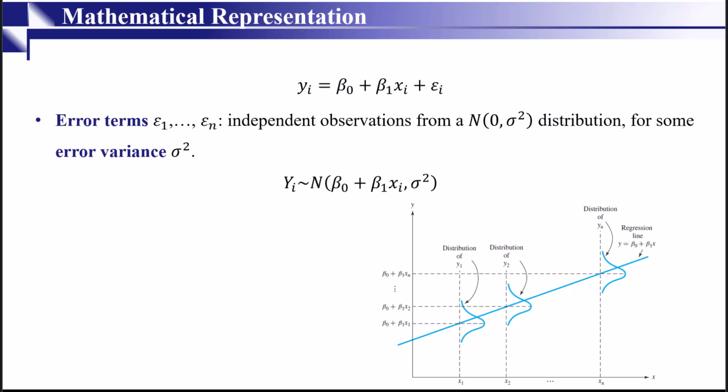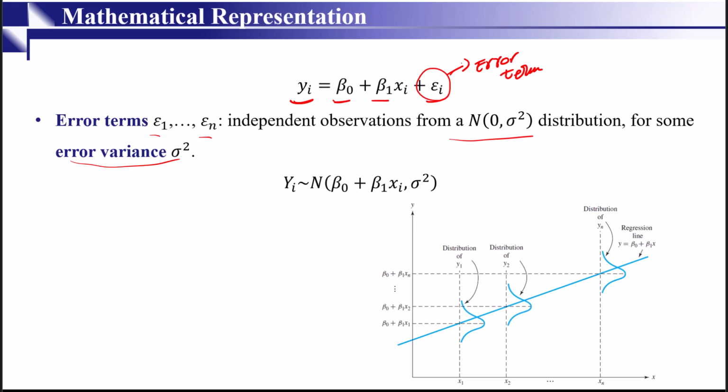Normally, an error term is also considered when we want to model individual inputs. That's why yi is equal to beta 0 plus beta 1 xi plus the error term. The observed value of the dependent variable yi is composed of a linear function, beta 0 plus beta 1 xi, of the explanatory variable, together with an error term epsilon i. The error terms epsilon 1 up to epsilon n are generally taken to be independent observations from a normal distribution with mean 0 and some error variance sigma square.